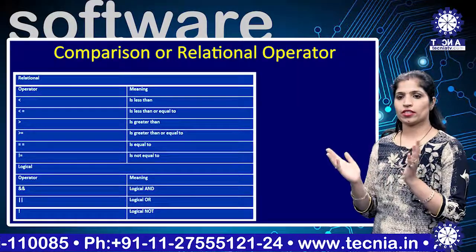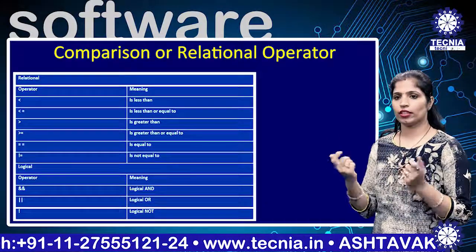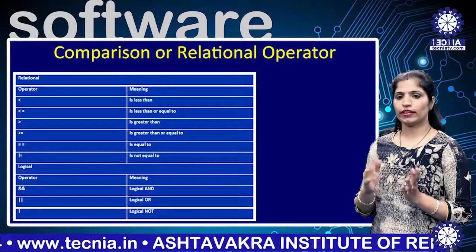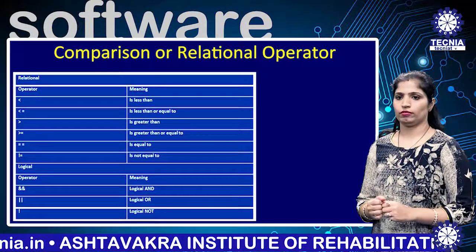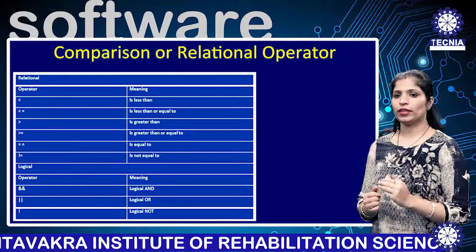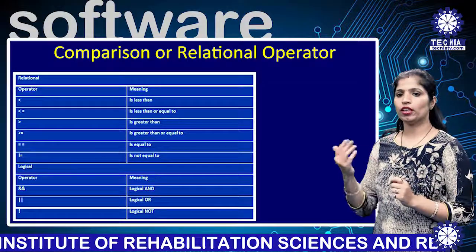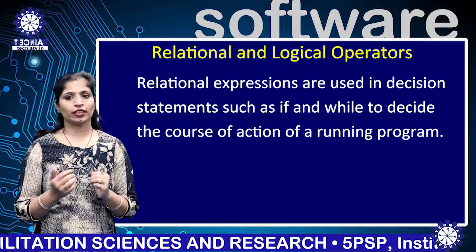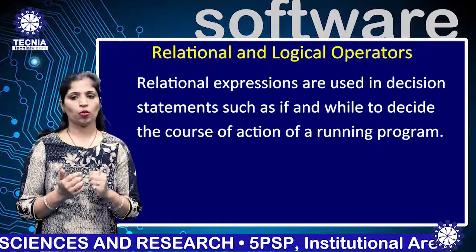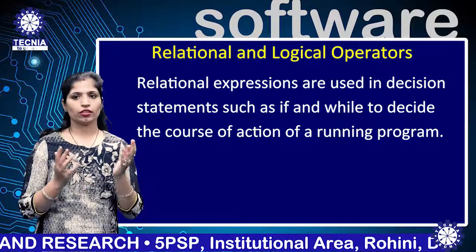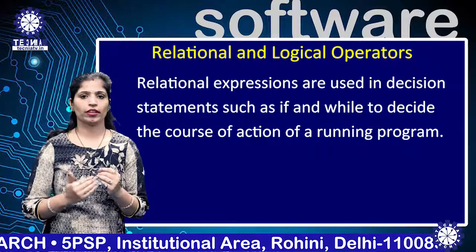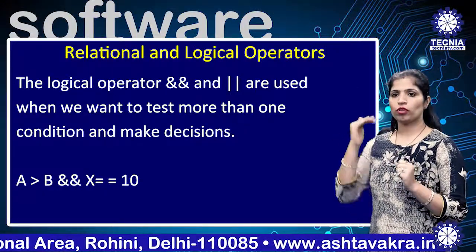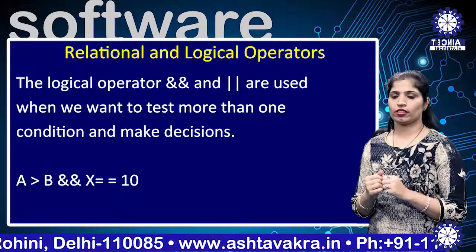When arithmetic expressions are used on either side of the relational operator, the arithmetic expressions will be evaluated first and then the results are compared. That means arithmetic operators have a higher priority over the relational operator. Relational expressions are used in decision statements such as if and while to decide the course of action of a running program. The logical operators and, or are used when we want to test more than one condition and make the decision.